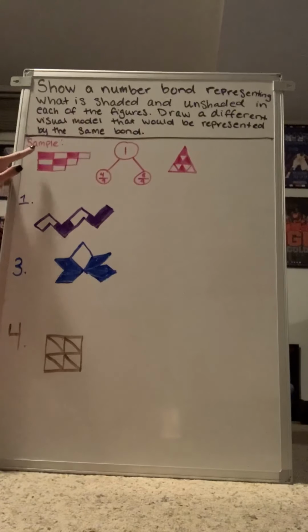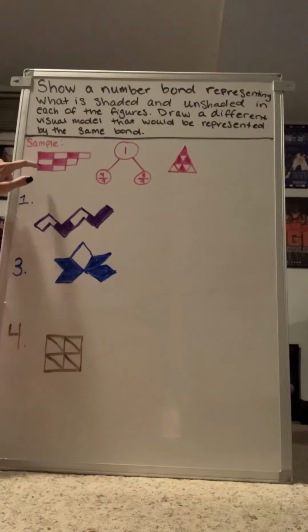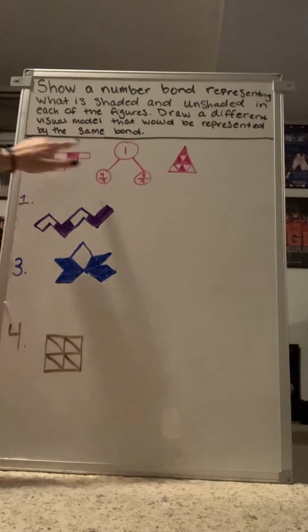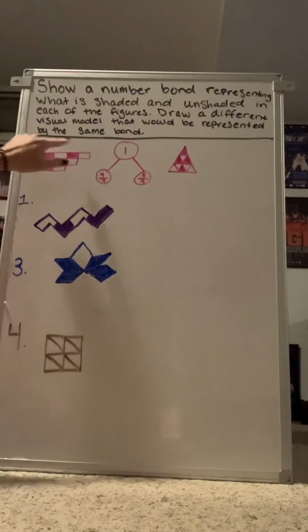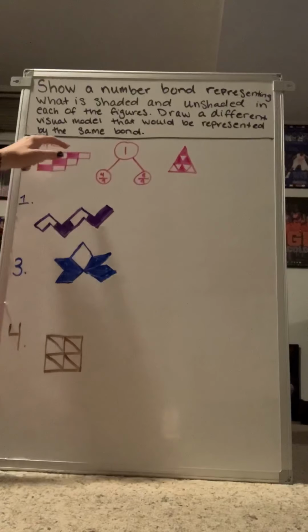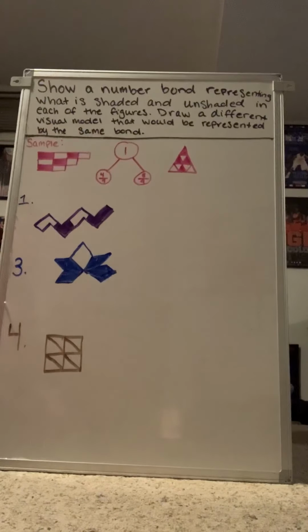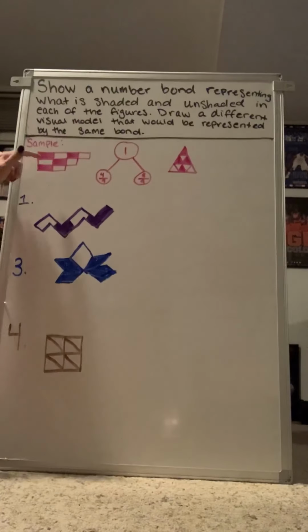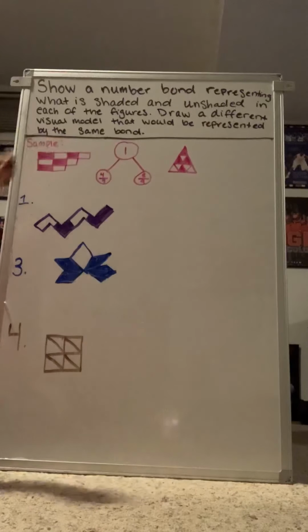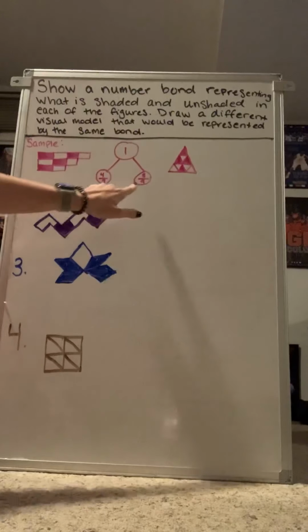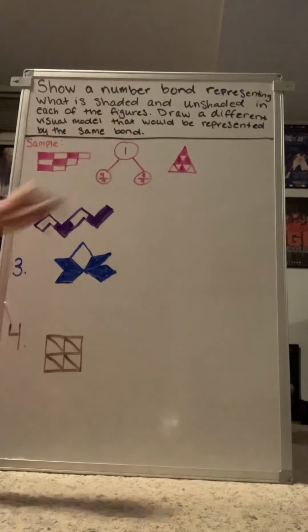I'm going to look at the picture, look at the visual model, and count how many parts there are. 1, 2, 3, 4, 5, 6, 7, 8, 9. There's 9 pieces in this whole visual. Now I'm going to count how many are shaded. 1, 2, 3, 4. 4 out of 9 are shaded. Right there, 4 ninths. How many are unshaded? 1, 2, 3, 4, 5. 5 out of 9 are unshaded. 5 ninths. 4 ninths and 5 ninths make our one whole.